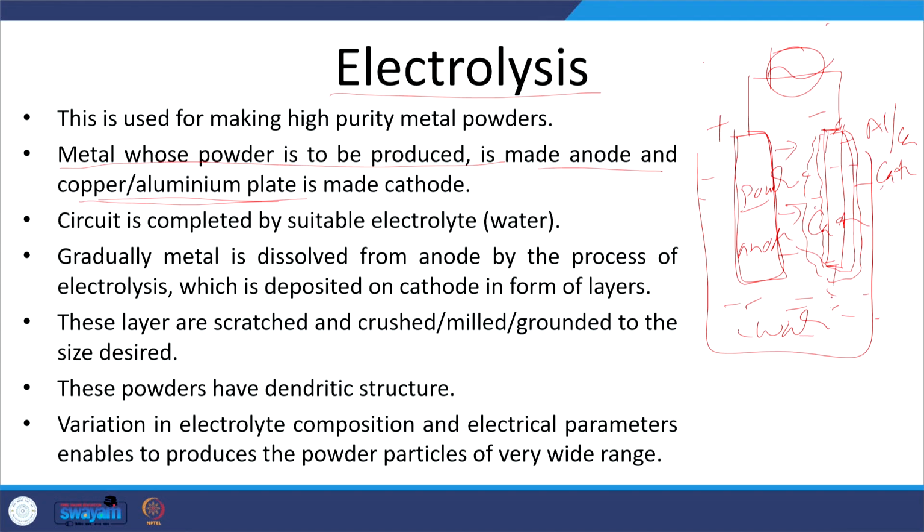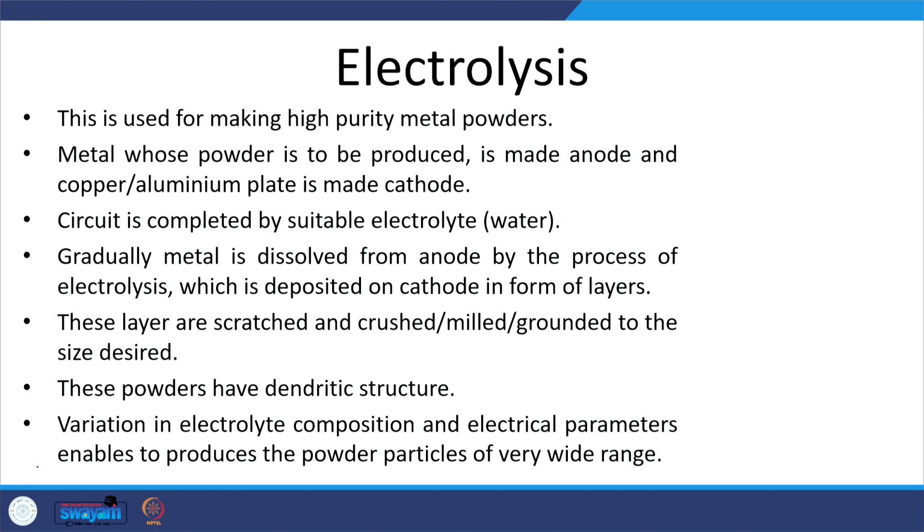Once this deposition continues, the material is deposited like this in pure form. Then the material from the cathode is scratched and removed. Then this is crushed, ground and graded. So basically this is the approach. Material will first be deposited onto the cathode by the electrolysis approach. Therefrom, it will be scratched, removed, crushed, ground and then graded to make the powders of the desired size.